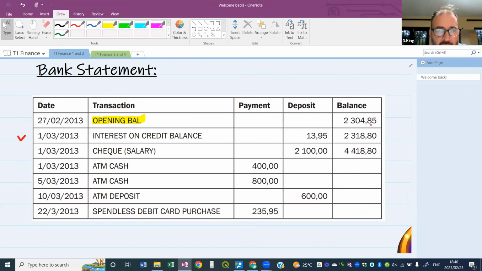Now, I want to see who's really smart out there. The interest that the bank gave is here, 13 Rand 95. Okay, they gave 13 Rand 95, and this was on 2,304.85. I wonder if anyone can tell me, how can we work out what percentage interest was calculated on that balance of 2,304.85?